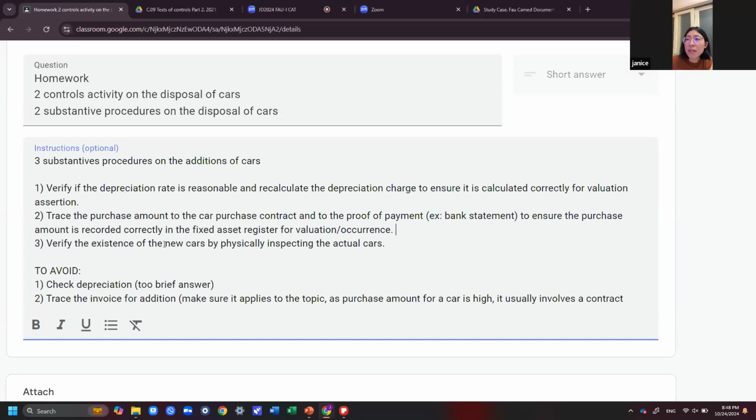Verify the existence of the new cars by physically inspecting the actual cars. All right, so this one we already talked about. Okay, so this is how we should write for the procedures.